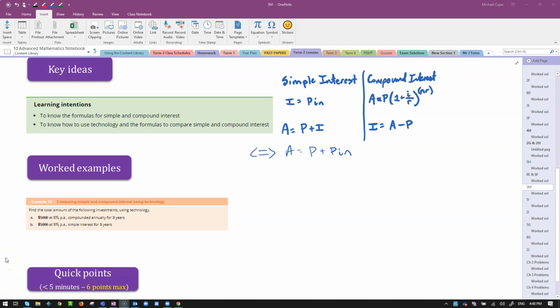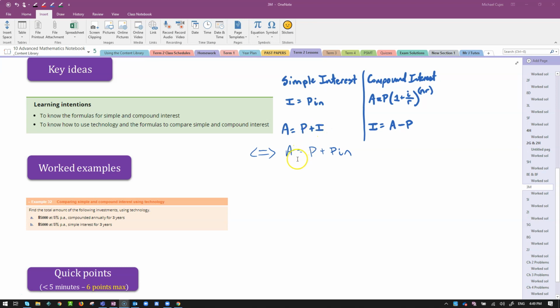So today we are looking at how to use technology to compare simple and compound interest. The actual information you need is the same as what you already have. Simple interest, the interest equals the principal times the interest rate times the number of years. It's only ever paid on the original amount, the principal. To get the total amount, we do principal plus interest.